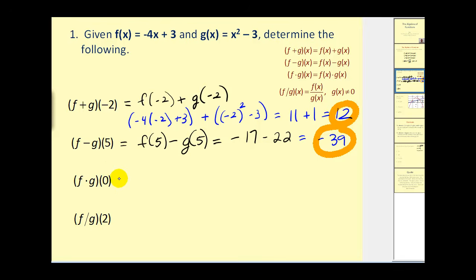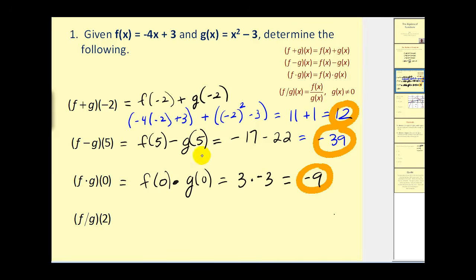On this next problem, (f · g)(0) is equal to f(0) times g(0). Well, this one we can probably do without the graphing calculator. f(0) would be 3. g(0), 0 squared minus 3, would be −3. Well, 3 times −3, of course, is −9. (f · g)(0) is equal to −9.